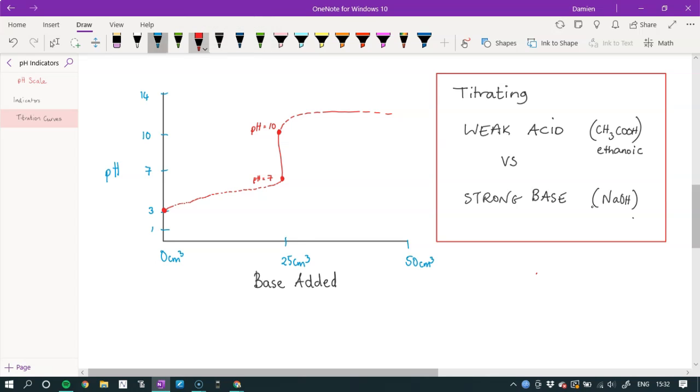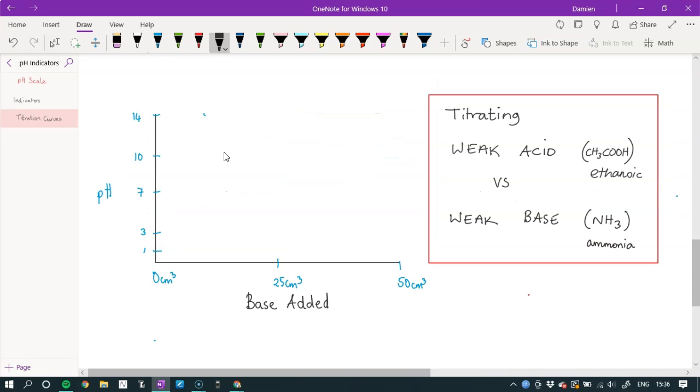So the indicator that would do the trick here, the only one that would work, would be phenolphthalein. The reason why is phenolphthalein works between 8 and 10. Litmus wouldn't be any good here because it only works between 5 and 8. So we wouldn't catch the end of this. So phenolphthalein works perfect for us there.